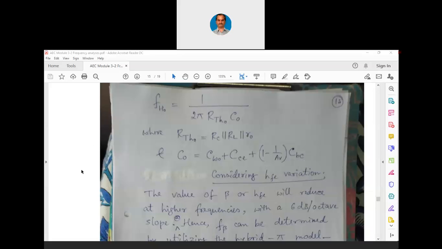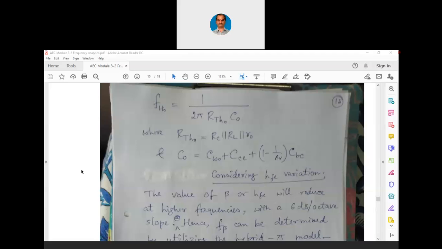Later on we have to find out which one is the dominant capacitance, just like we did in the case of low frequency analysis, where we used to calculate FLS, then FLE and then FLC. We used to find out 3 frequencies. Whichever was the highest frequency, that we used to consider as the dominant capacitance.